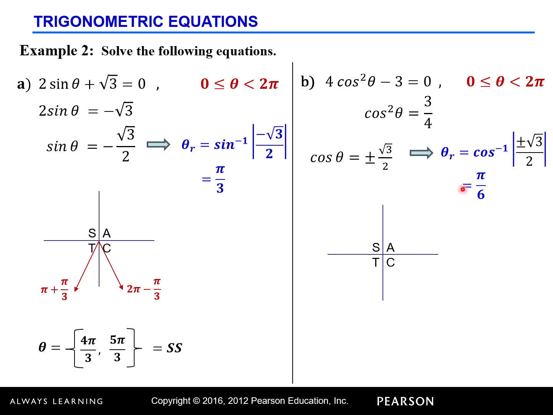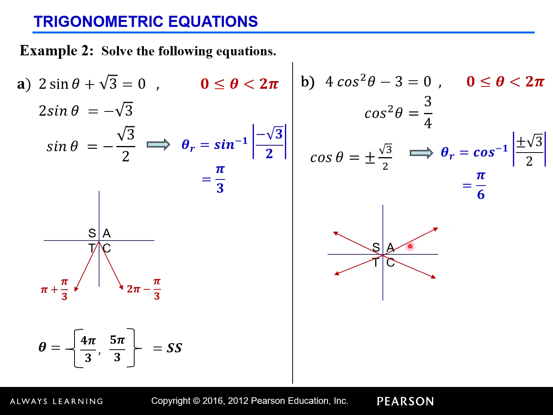So first, let us draw the Cartesian plane again, and let's locate in which quadrants cosine theta is positive and negative. We need a positive value and a negative value for cosine. So as we know, it's in the first, second, third, or fourth quadrant, meaning in all quadrants. So let's find the angles one by one.